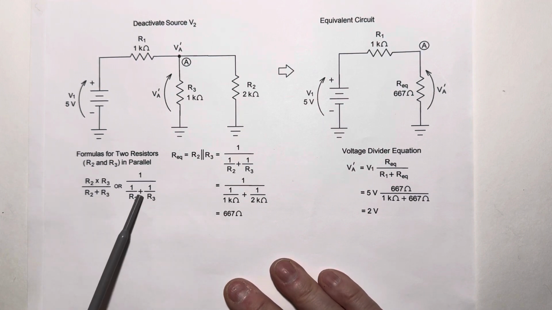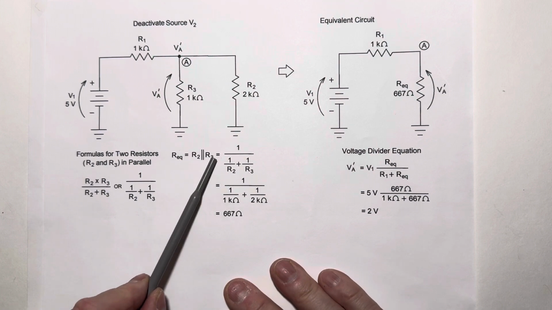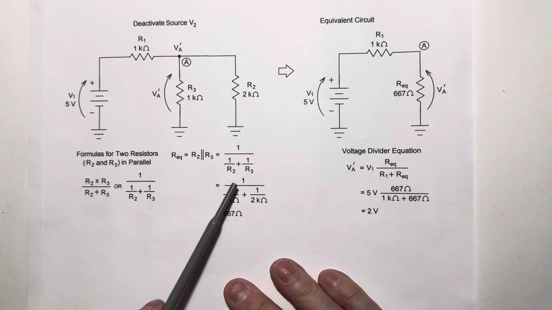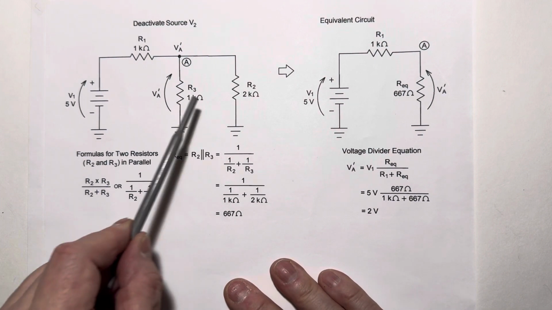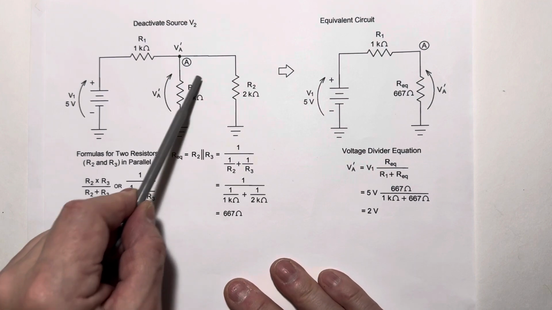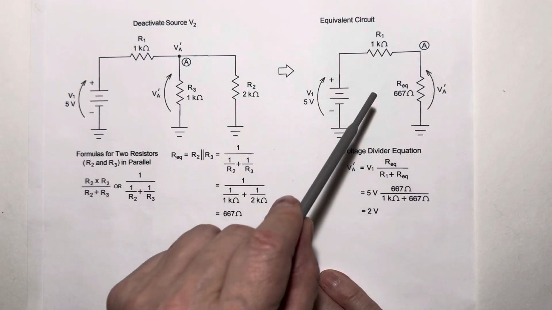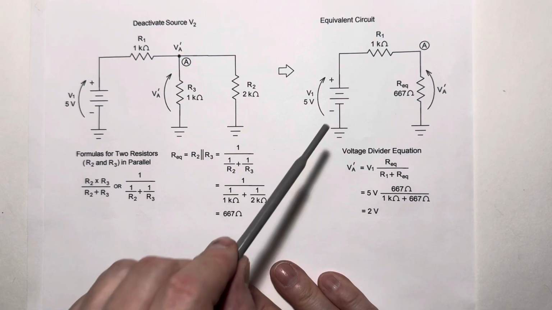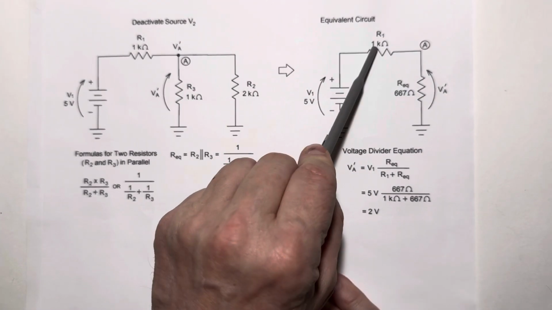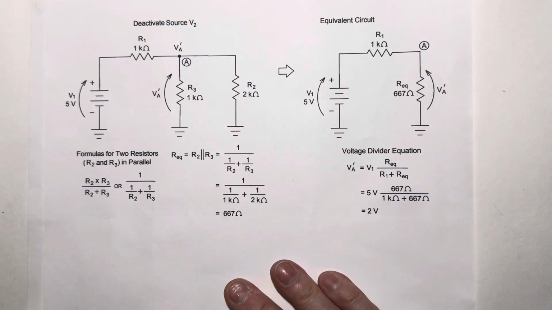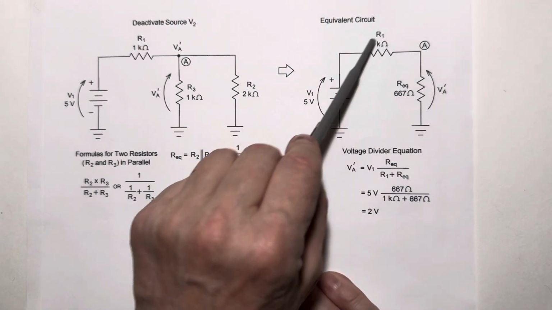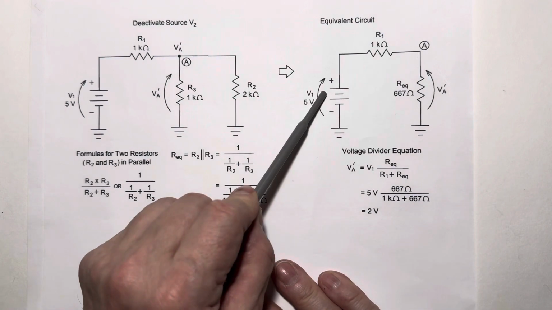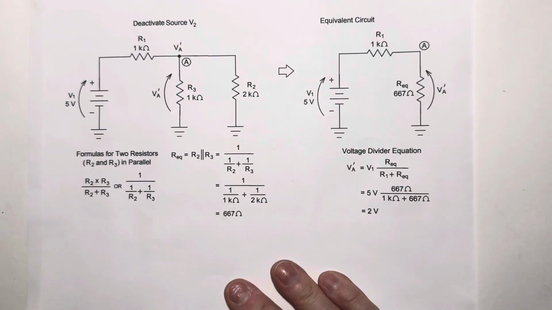So applying this equation, R2 in parallel with R3 is 1 over 1,000 plus 1 over 2,000. That gives us an equivalent of 667 ohms for these 2 in parallel. Redrawing it over here for the sake of clarity, we end up with 5 volts driving 1K in series with 667. That is what we would call a voltage divider. This input voltage is divided between these 2 resistors.